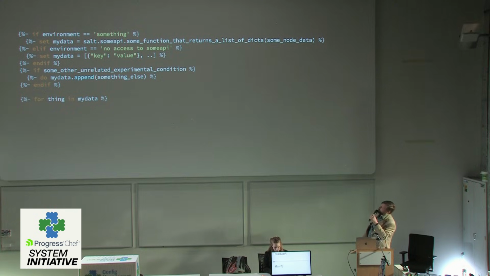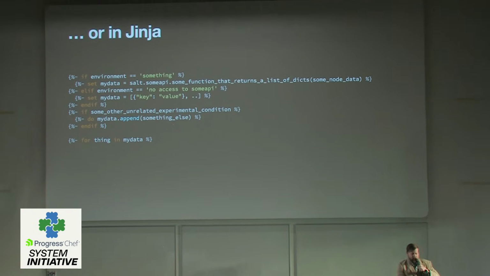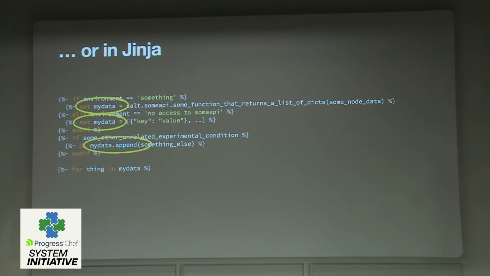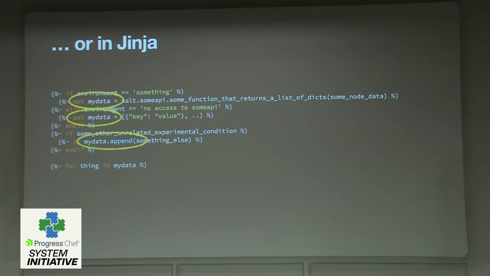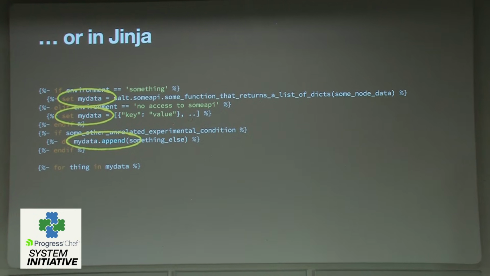This was real code. I've obfuscated some names, but this was real code. And I have issues with this. For one, there's a set and an append. So that means this code is really imperative, and it means you have to read the entire file to understand what is going on.